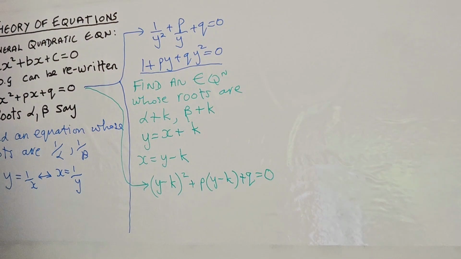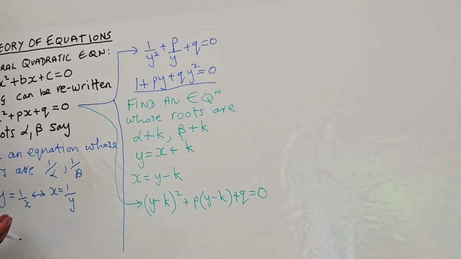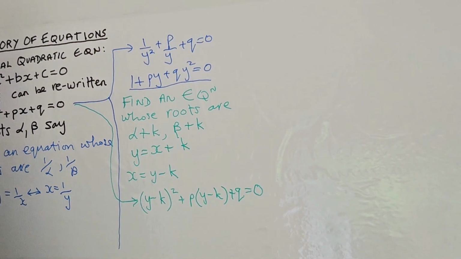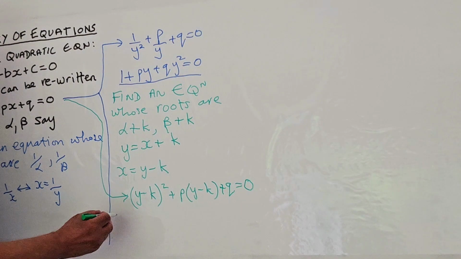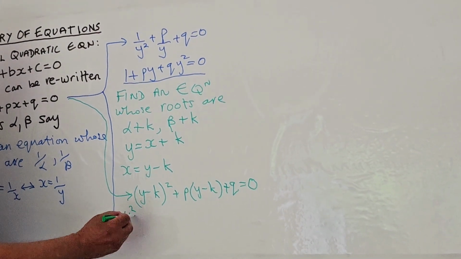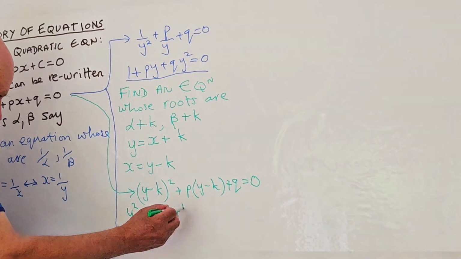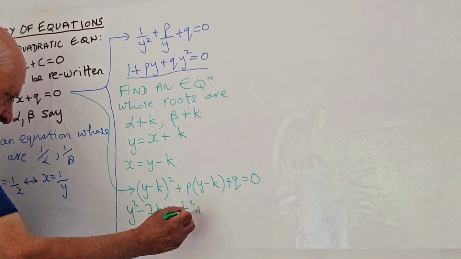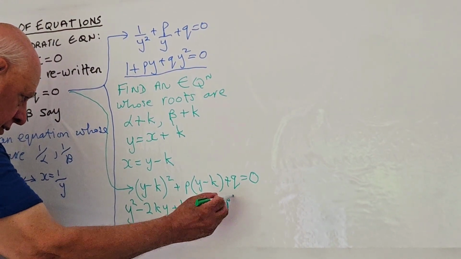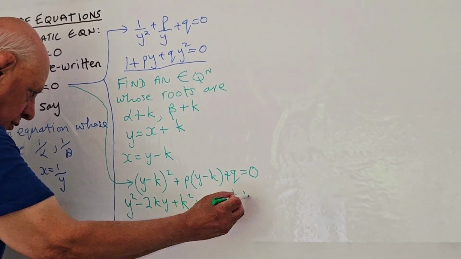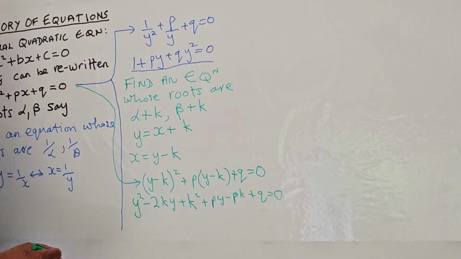We got rid of the x's completely, and there are no radicals in there. You can leave it like that, but if you want to tidy it up and get it back to the general form, just simply square that out. So that's y squared minus 2ky plus k squared plus py minus pk plus q is 0, and then collect similar terms.